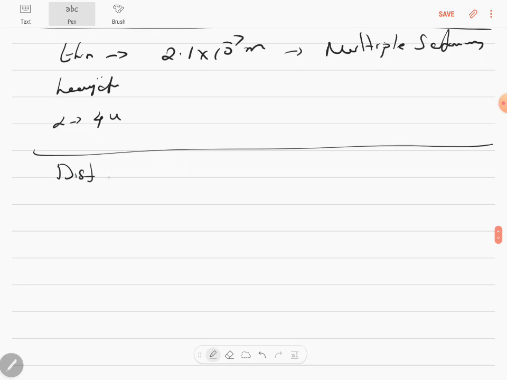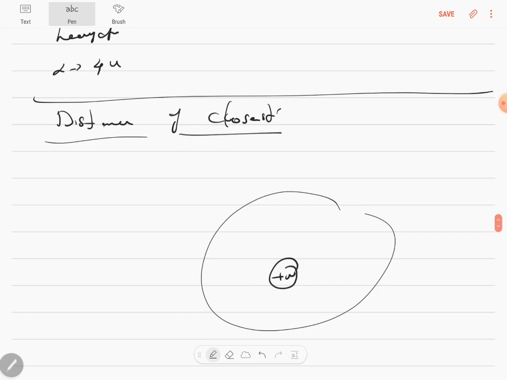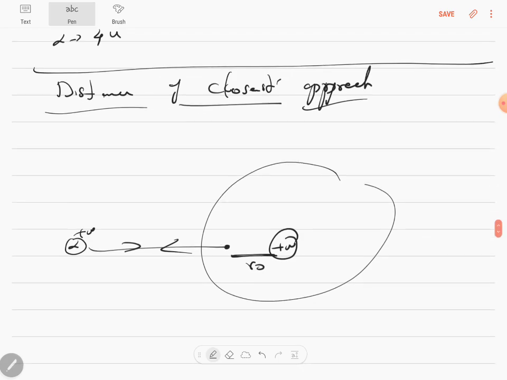Then is the distance of closest approach. You all know that the nucleus is also positively charged. The atom is of course there, but we are talking mostly about the nucleus here. The alpha particle is also positively charged. So when they come here, this is the closest distance beyond which it gets rebounded. It can only approach the nucleus up to a certain distance r naught. That's known as the distance of closest approach. So that distance is r naught.